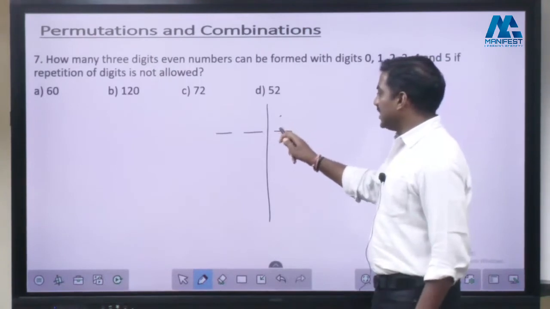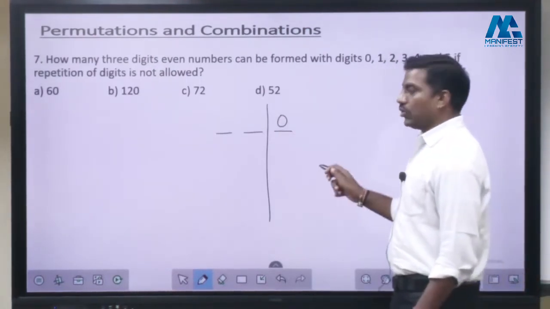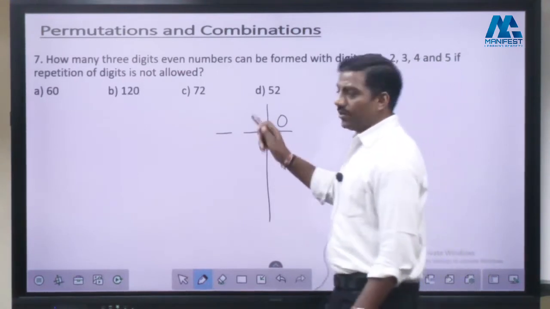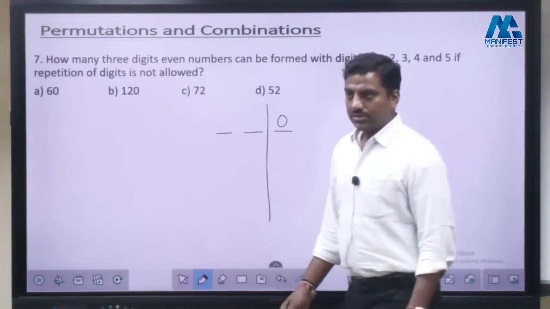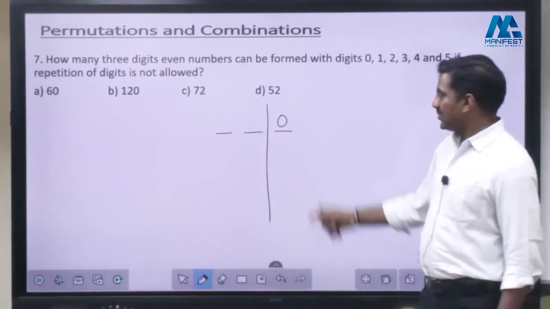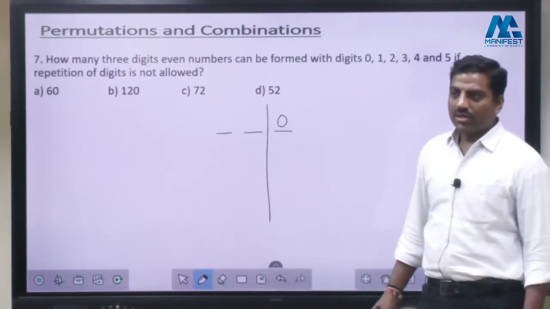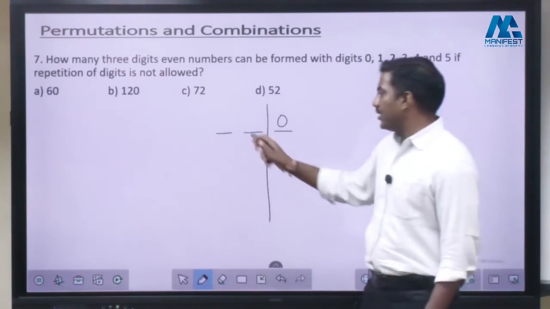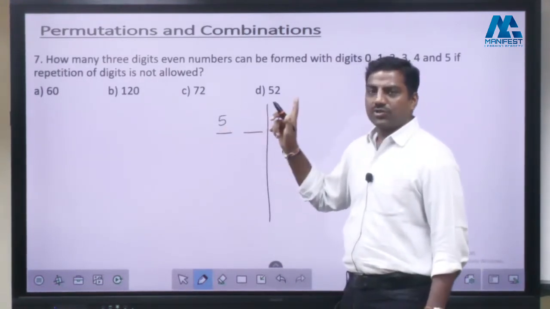I will put this as 0. When this is 0, this is number 0. Here, in the first place, how many ways can I fill? Have I utilized 0 here? How many numbers are remaining now? Any of those 5 can be filled here, right? So 0 is consumed here. One more number is consumed here.